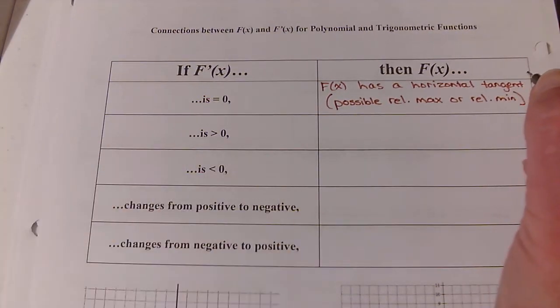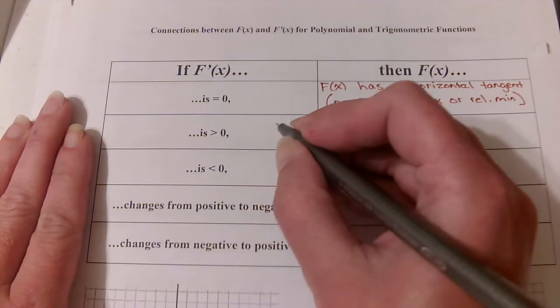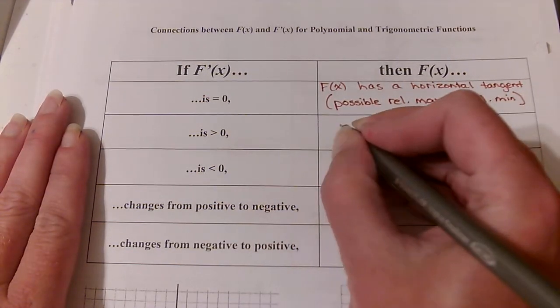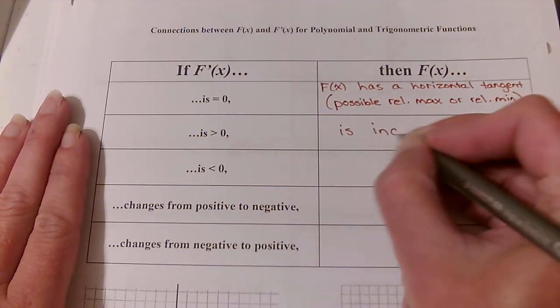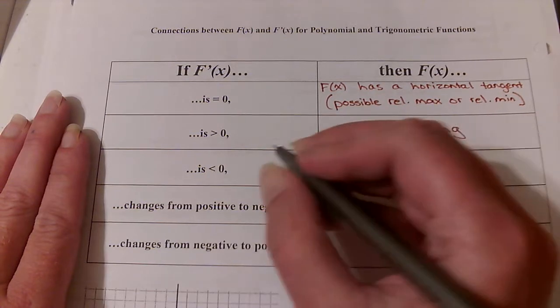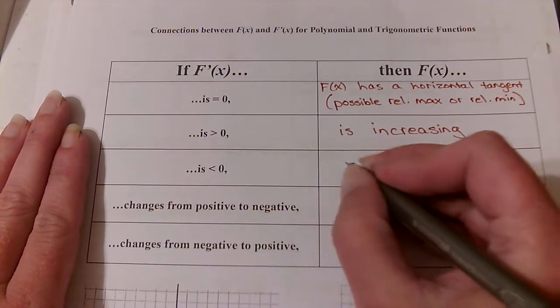If f prime is positive, that means we're going up, so the function f of x is increasing. If the derivative is negative, we're going downhill, so it is decreasing.